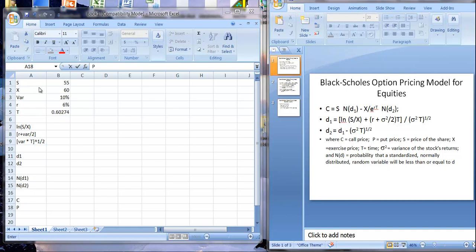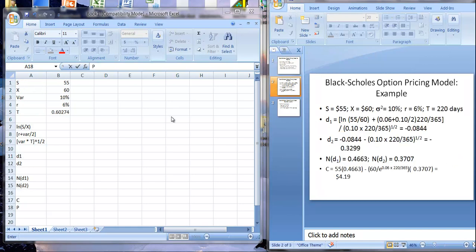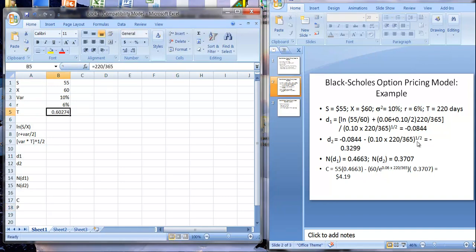Now, what I've done here, and if I go to this slide here, I've put these numbers in, the $55 for the stock price, the $60, just to save some time. So I put in the information. Here it says 220 days. It has to be annualized. So you have to take the 220 and divide it by 365 to get the fraction of a year. So it's a little more than half a year. It's about 60% of a year until the option expires.